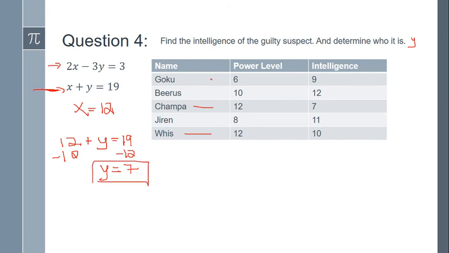And just since we have the table right here, we pretty much now know who the suspect is, because we found out that x was 12. There it is. And that y was also 7. So that means this character.